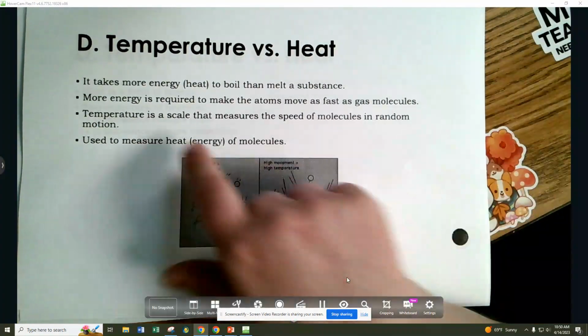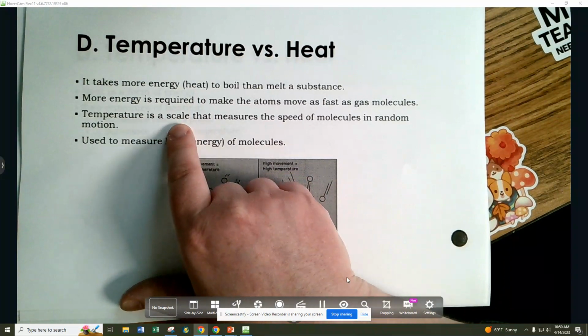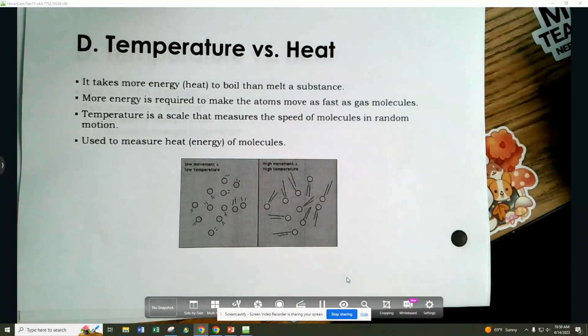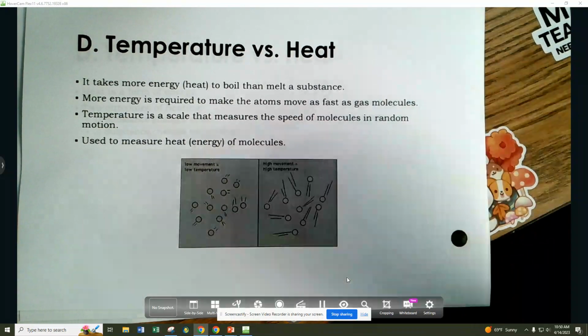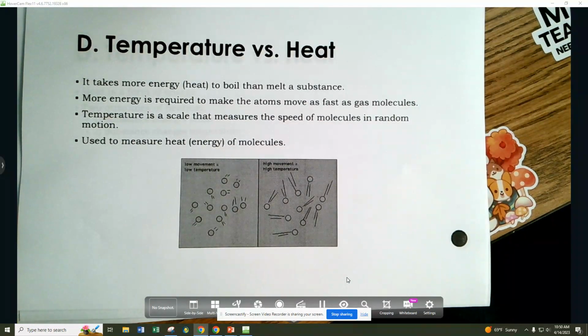But the big thing is when we're defining temperature, it's the scale, like Celsius and Fahrenheit, that measures the speed of the molecules. Again, speed being kinetic energy. We use that to then infer and measure how much energy the molecules have. So again, heat and temperature are not the same.